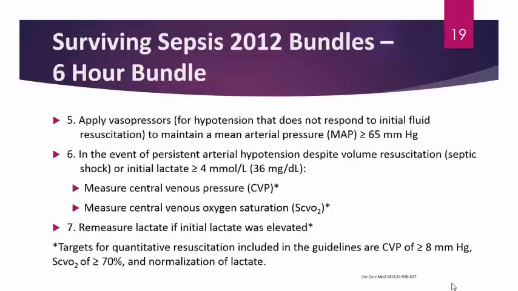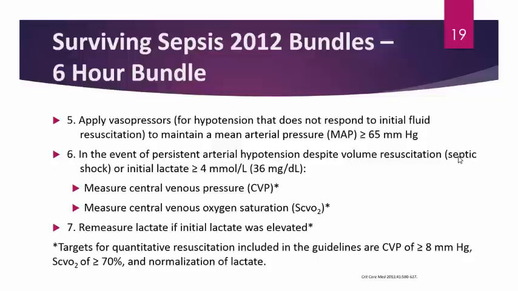Moving on, there was also a 6-hour bundle in the 2012 Surviving Sepsis Guidelines. If your patient was refractory to fluid resuscitation, at that point, you could apply vasopressors to maintain a mean arterial pressure greater than 65. Step 6 was in the event that you had persistent hypotension despite volume resuscitation.